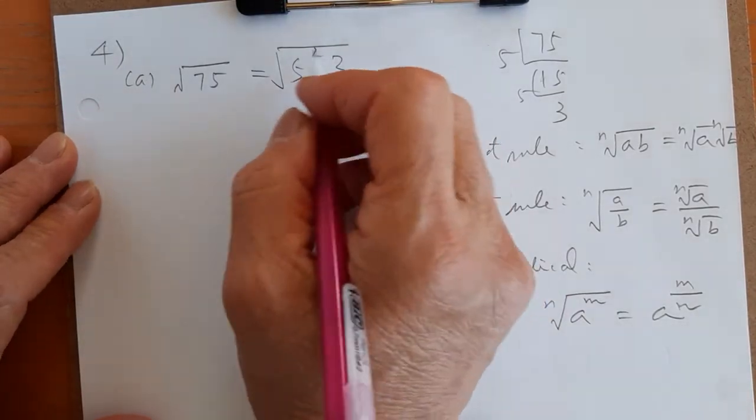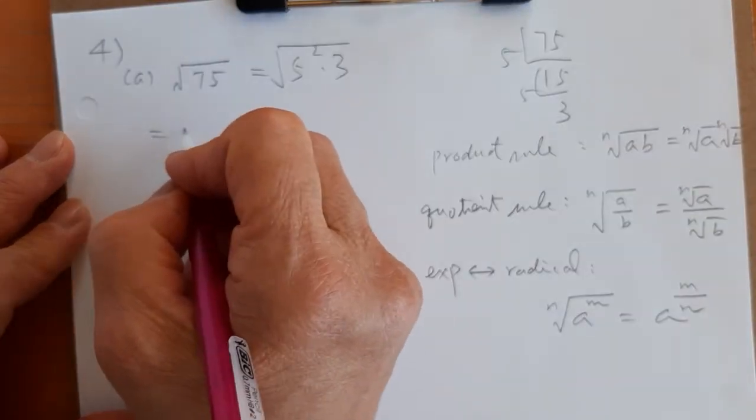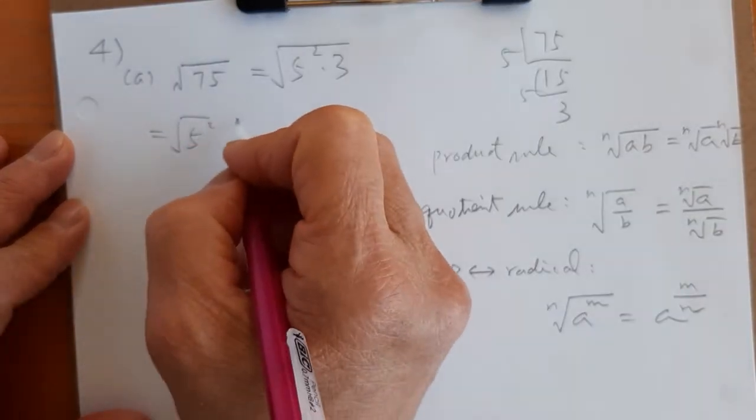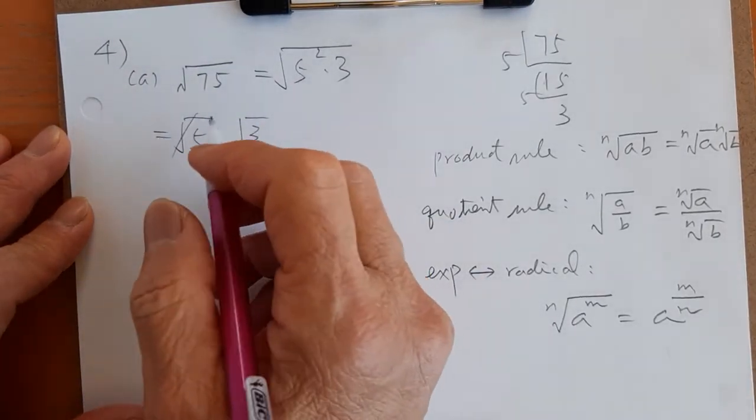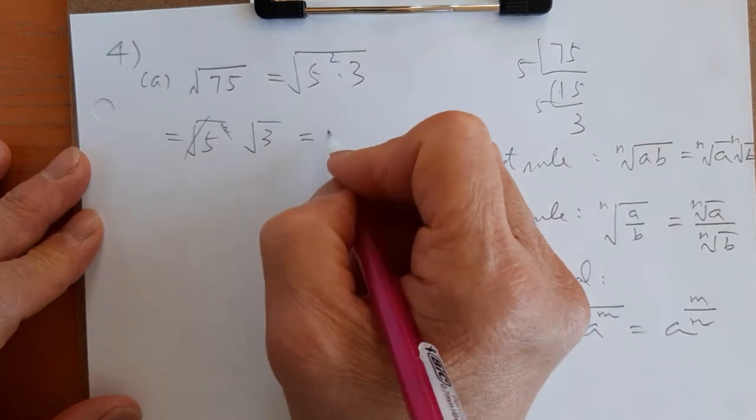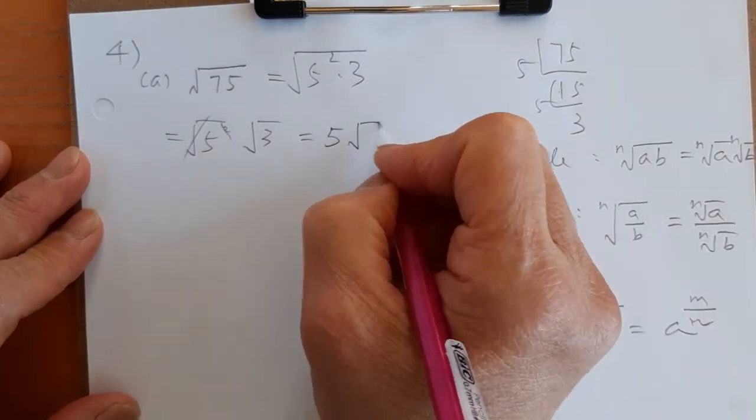So for this one, separate. Then you will get the square root of 5 squared, and the square root of 3. 5 squared and square root are inverse operations. You get 5 square root of 3.